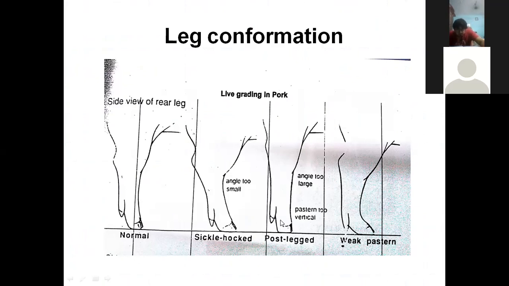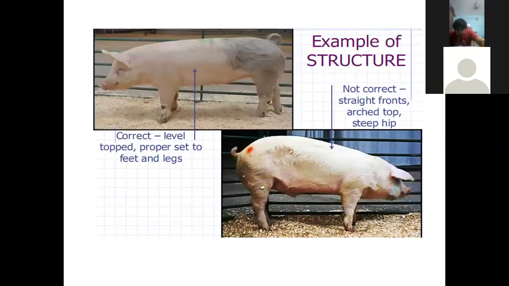So again, it will find it difficult to bear the weight, and weak pastern. This is a weak pastern you can see. So here you see very good examples. You can see this is almost straight, the top is straight, the tail is up, and you can also see the ham region is well developed. Well round shaped, the ham region is well developed.